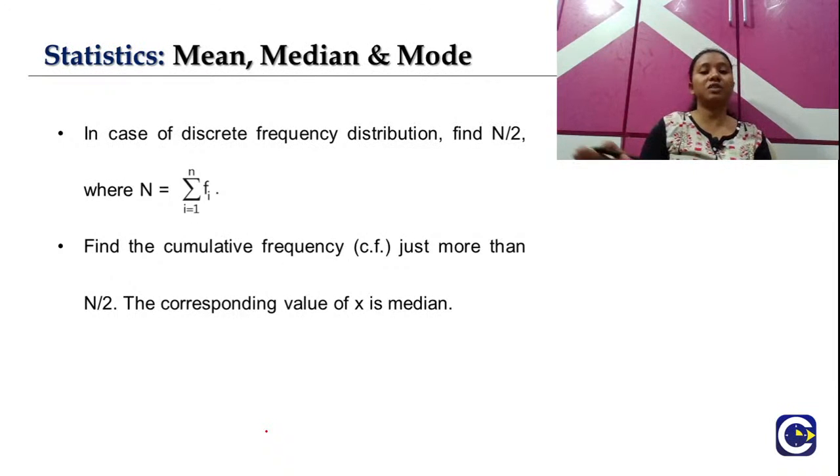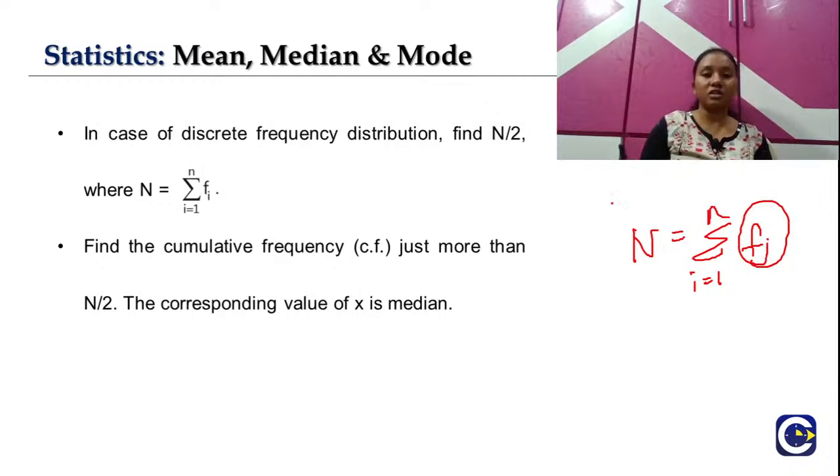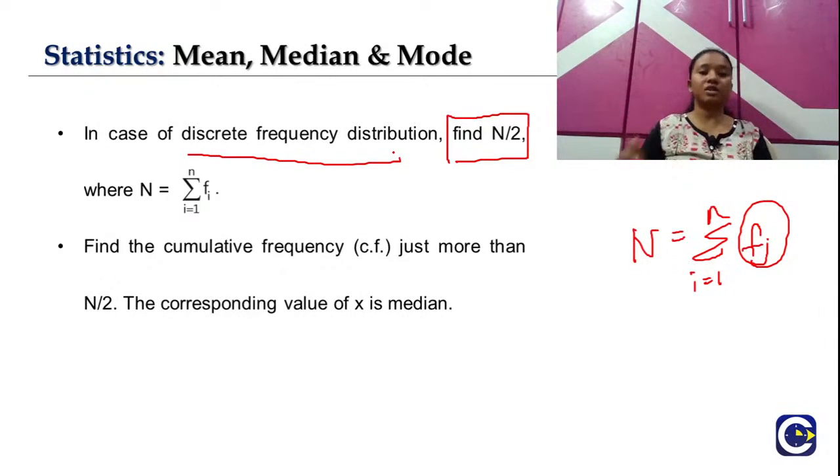When we have a discrete frequency distribution, the first thing we have to find is our n. n is nothing but the sum of the frequencies. Once we find our n, using that we have to find n by 2. Then find the cumulative frequency just more than n by 2, and the corresponding value of x is the median. The first thing we have to find is the cumulative frequency. Cumulative frequency is nothing but the sum of the frequencies.